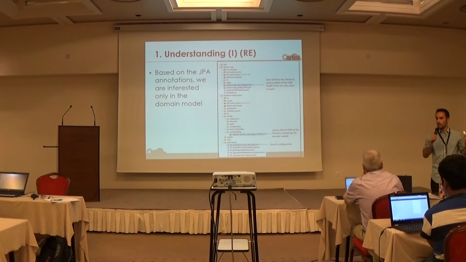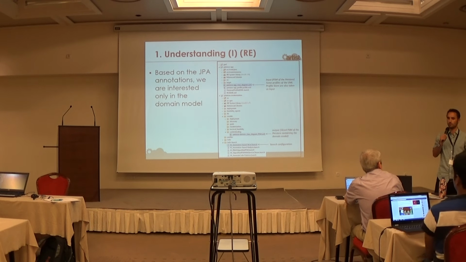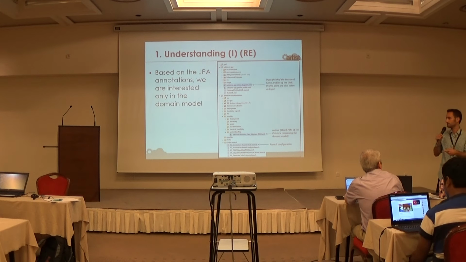Here in the presentation, I explain the first step in the understanding process. Out of the potentially very big class diagram, we're going to obtain a domain model. How do we do this? We know that all the classes that belong to the domain model are annotated with stereotypes that belong to the JPA library. At the same time, these stereotypes have been reverse engineered, so we know which ones they are.